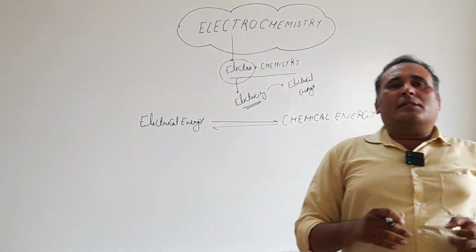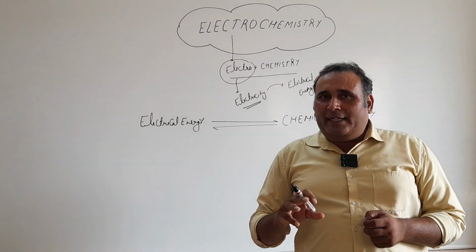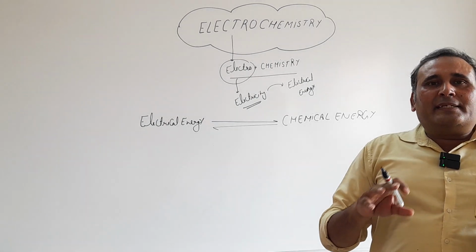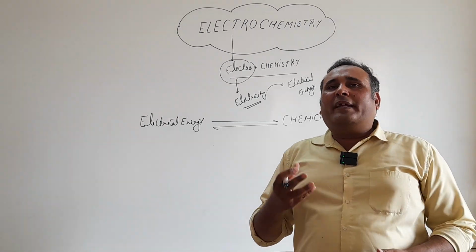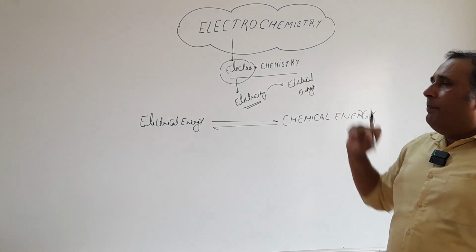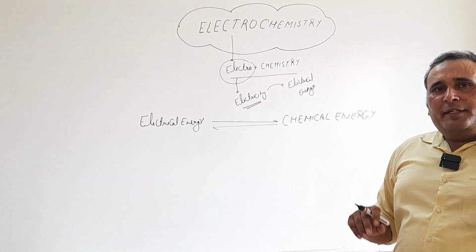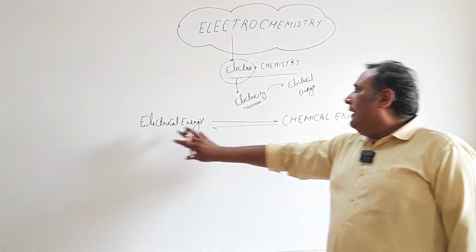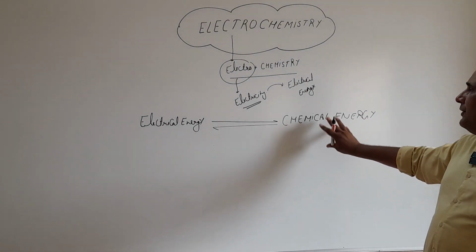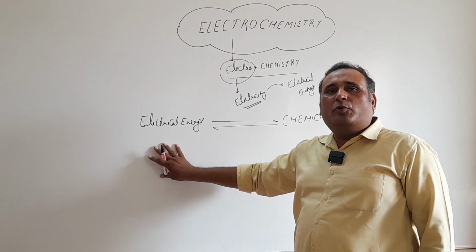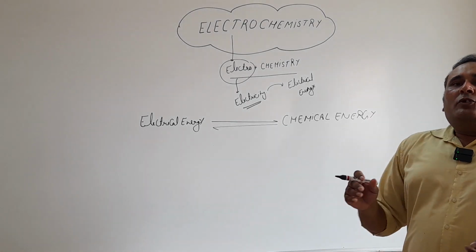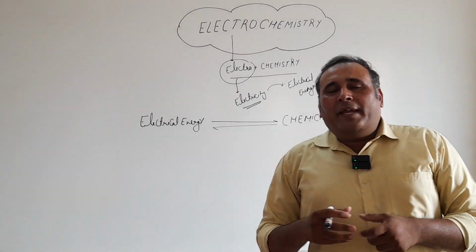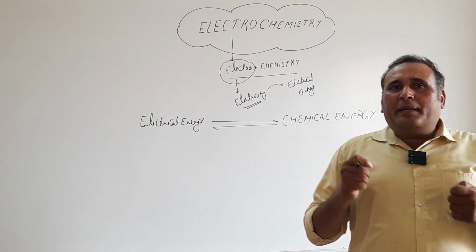And these conversions actually proceed in some cells. So these types of cells and these cell reactions we also have to study in this topic, that is electrochemistry. So first of all, we should know how electrical energy gets converted into chemical energy or chemical energy gets converted into electrical energy. For these conversions, we have to use some specific types of cells.